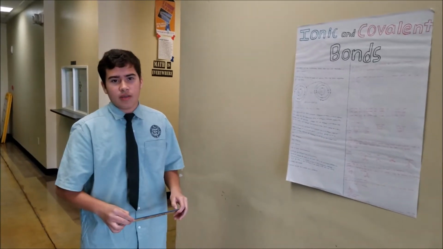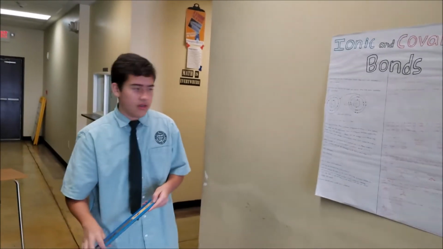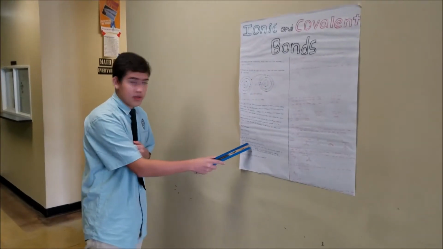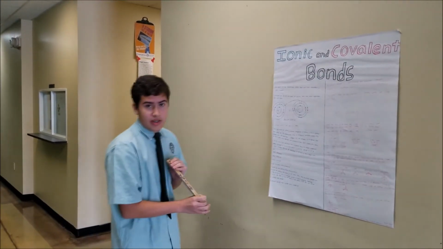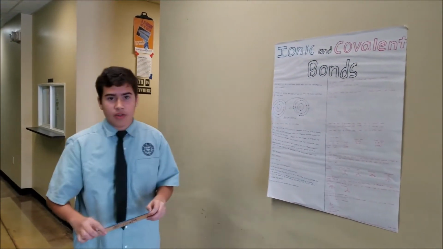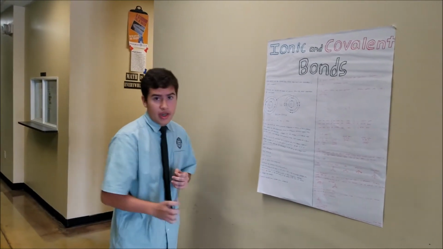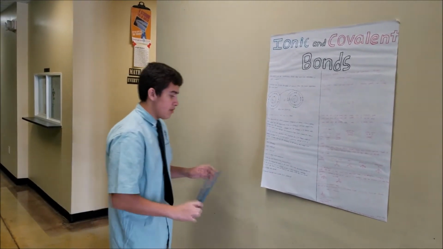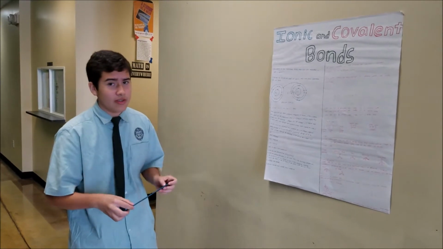Here's an easy step-by-step guide on how to name these ionic compounds. Step 1, write down the formula of the ionic compound. Step 2, write down the name of the metal or the cation. Step 3, write down the name of the non-metal or the anion with the -ide ending. Step 4, combine the names. And step 5, practice on easier ones.